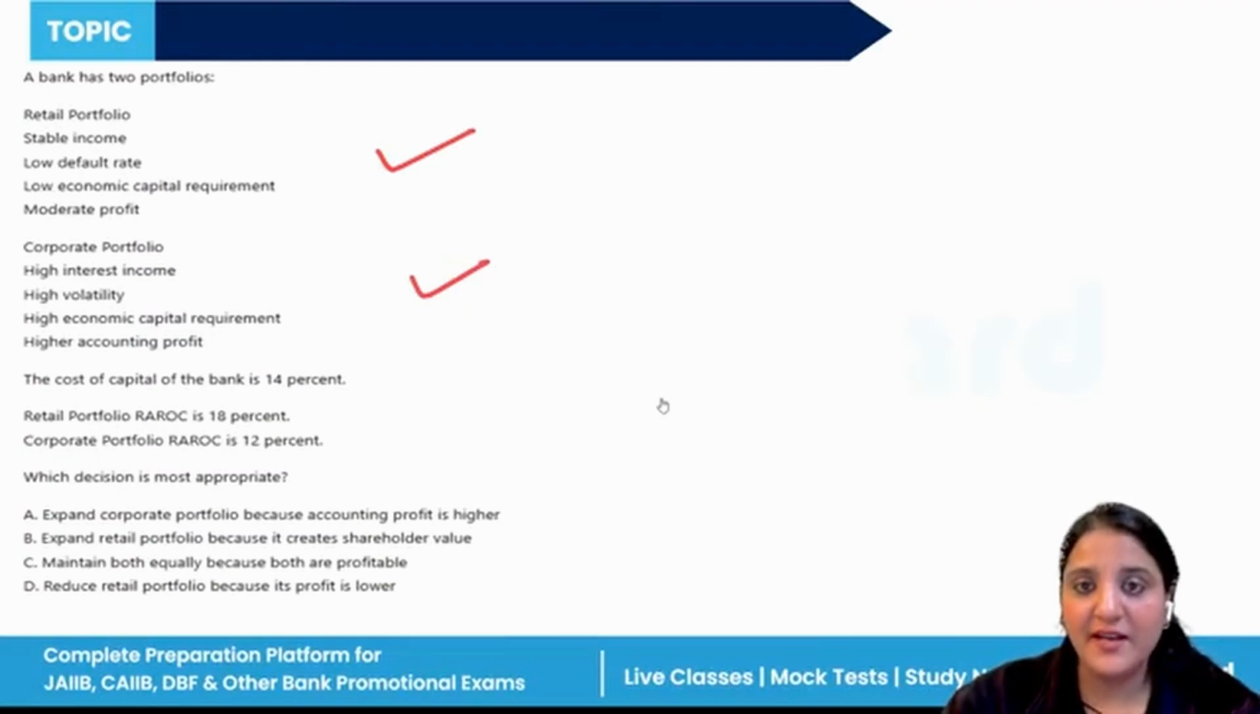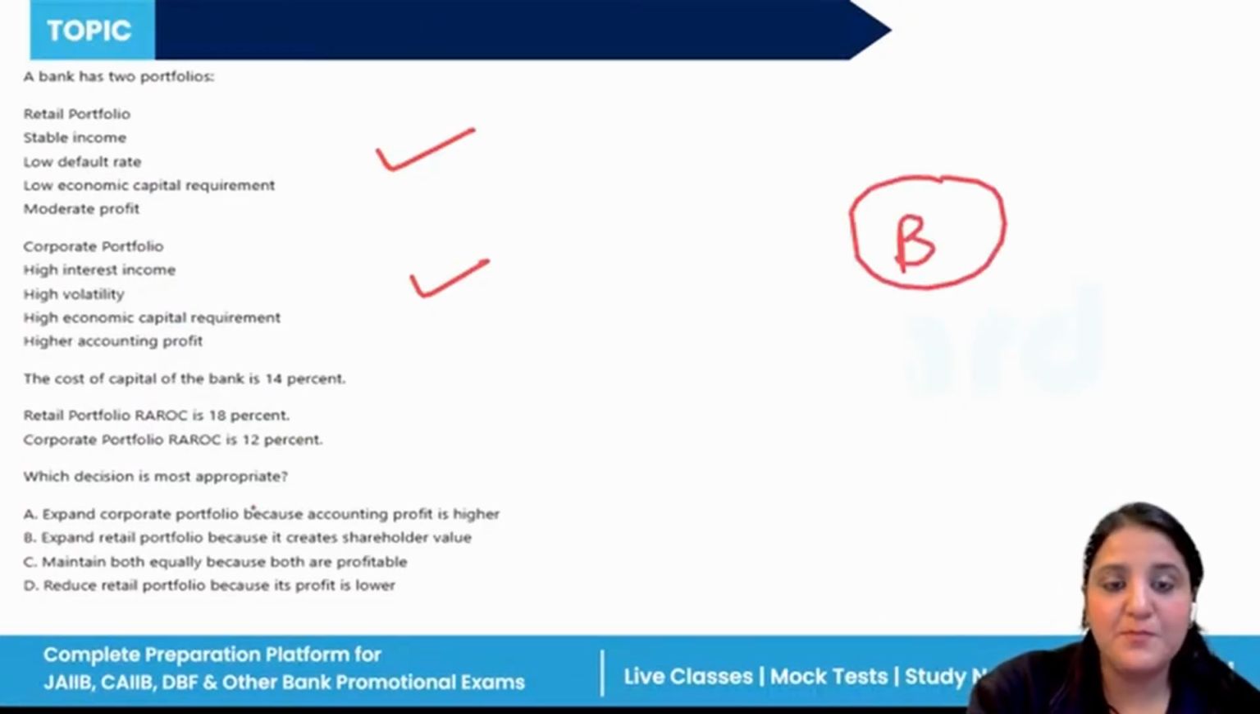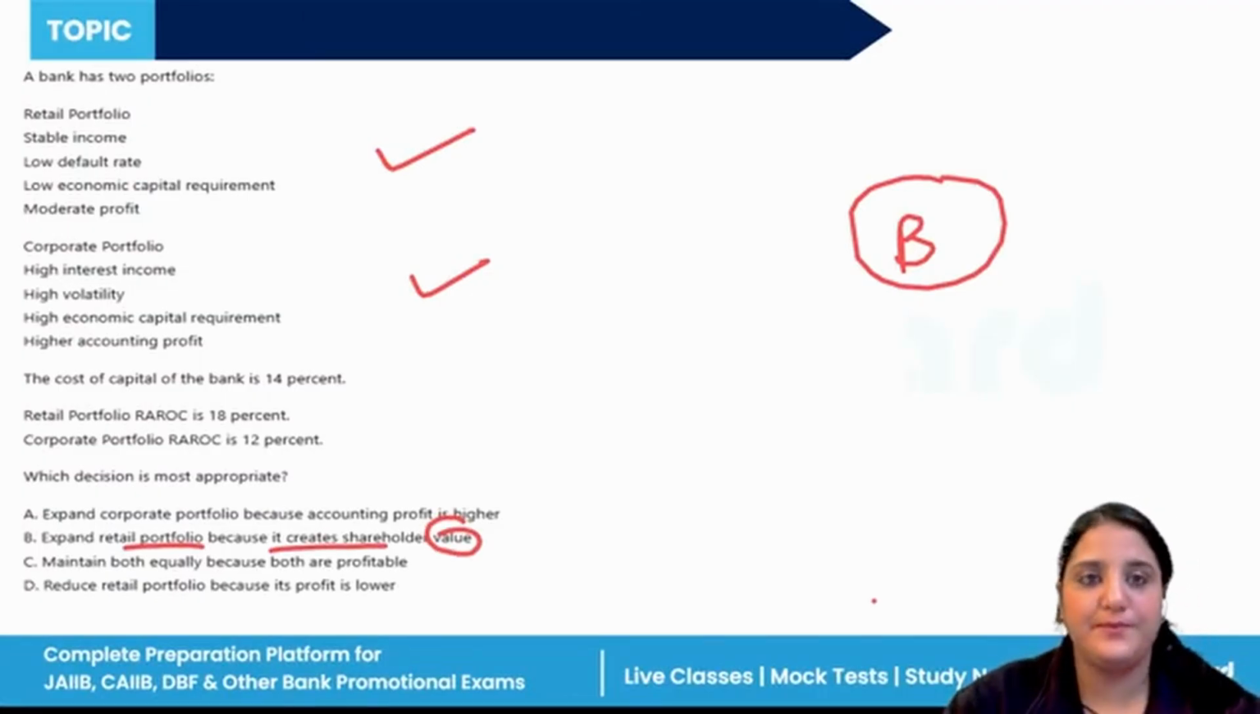So which option is correct here? Option B is correct. Option B: expand retail portfolio because it creates shareholder value.